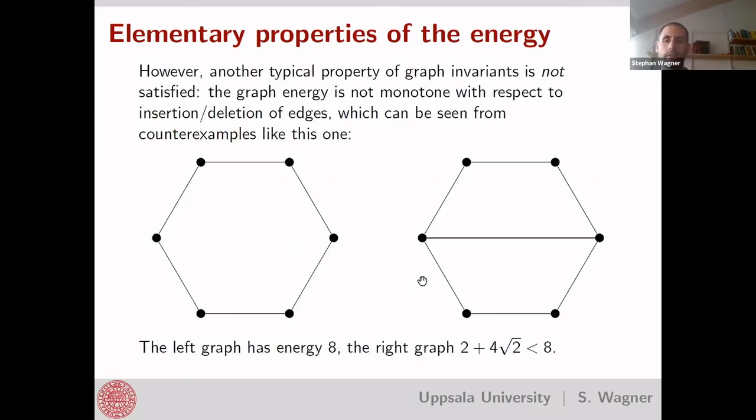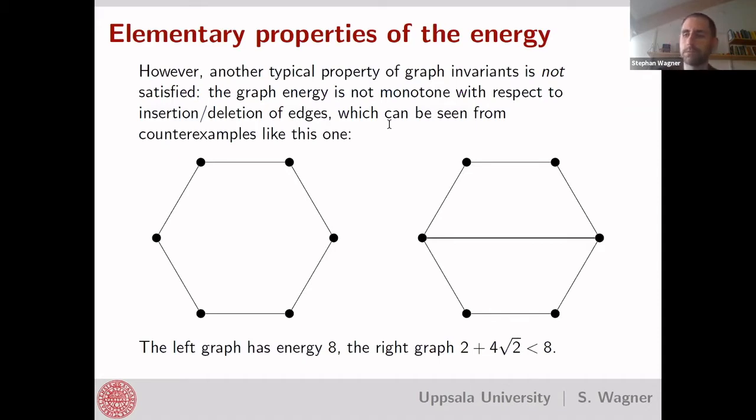Other parameters that one would often like to have are not necessarily true for the graph energy. So this one is maybe not so much a drawback of the energy, but it's something that at least makes certain problems harder. And that's the fact that it's not a monotone invariant. So if I insert edges, the energy doesn't always go up.